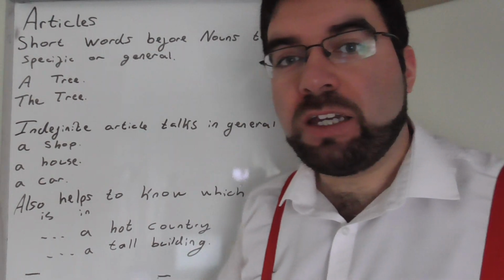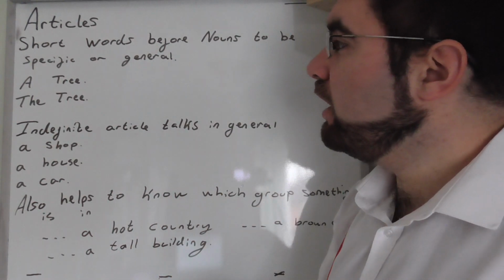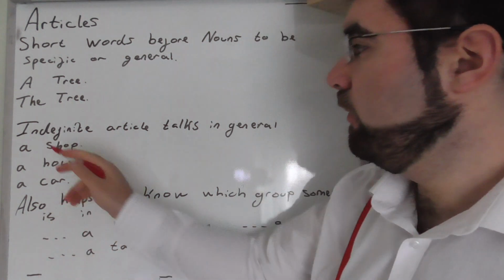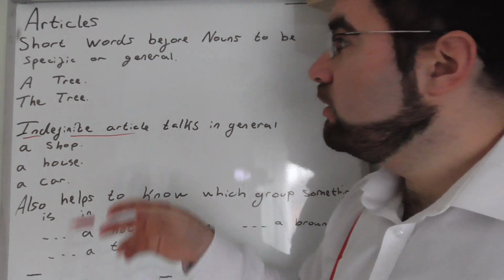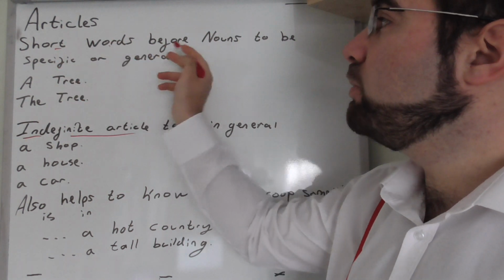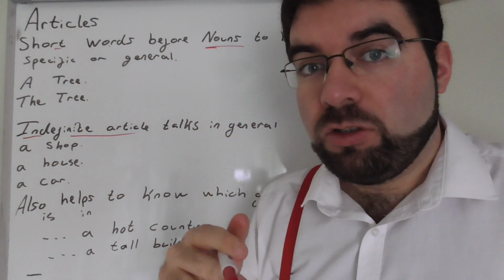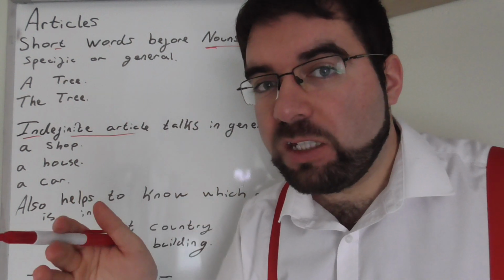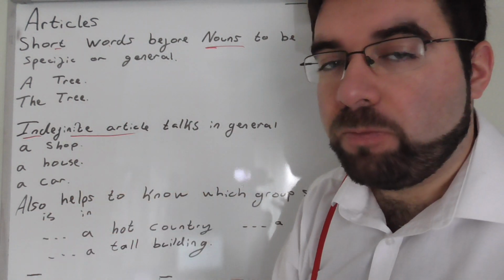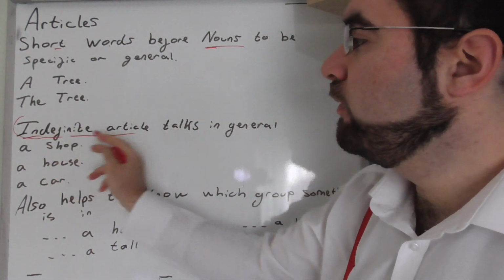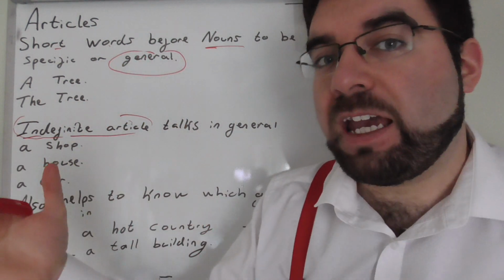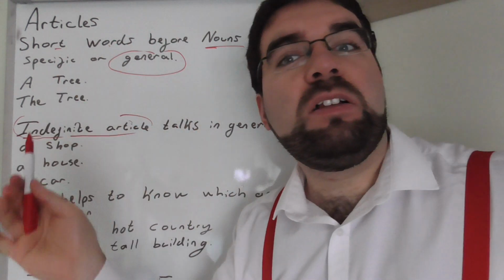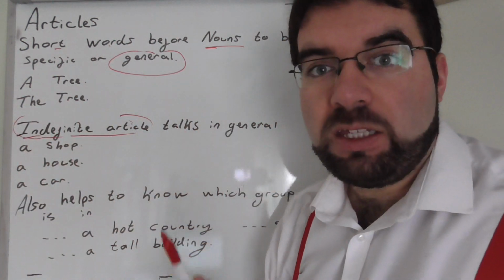Okay, so let's look at articles. Let's look at the indefinite article. We use them, well, they are short words before nouns to highlight if it's specific or general. So the indefinite article talks in general. A hat, a cat, a pen, a building, a wall, a tree.